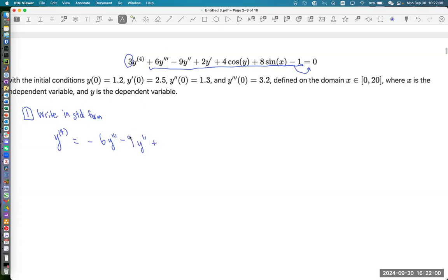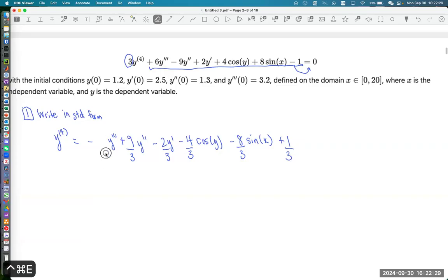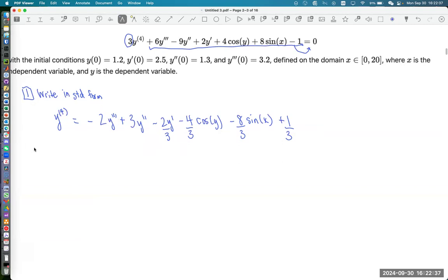Or if we are moving it to the right, this should be plus. And then this should be -2y prime minus 4 cosine of y minus 8 sine of x plus 1. So I first move this to the right, and then I want to take care of the coefficient. So I divide everything by 3. Okay, and 6 divided by 3 is 2, and 9 divided by 3 is 3. So I have rewritten the ODE into a standard form.